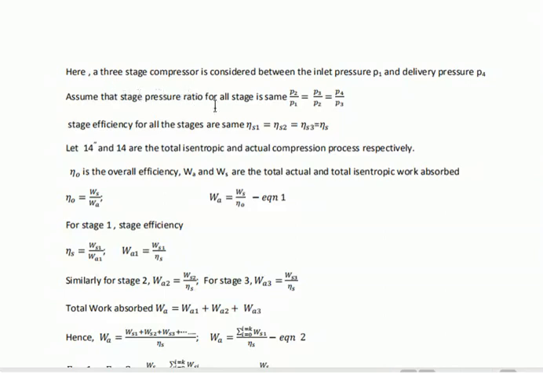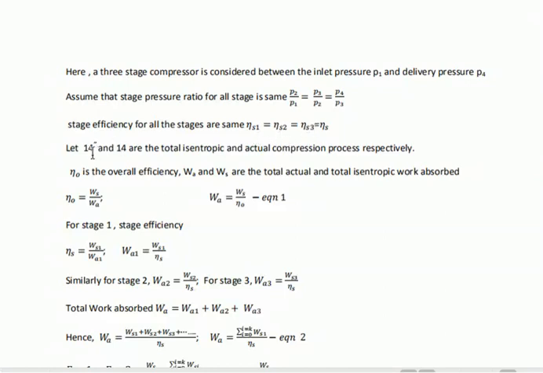Assume that the stage pressure ratio for all the stages is the same, that is P2 by P1 is equal to P3 by P2 is equal to P4 by P3. The pressure ratio of each stage is considered the same. Next, the stage efficiency for all the stages is the same. Since the pressure ratio in all the stages is the same, the efficiency of stage 1, stage 2 and stage 3 is equal to the overall efficiency of the compressor. These are all the same.